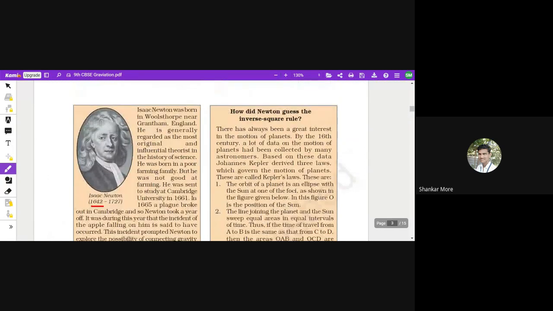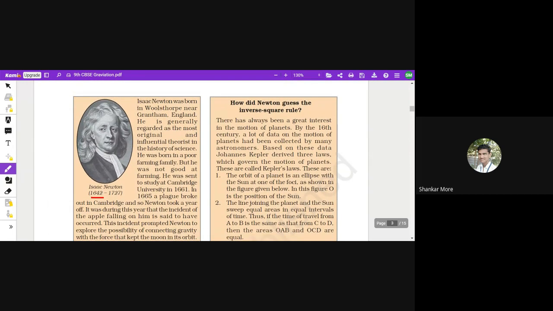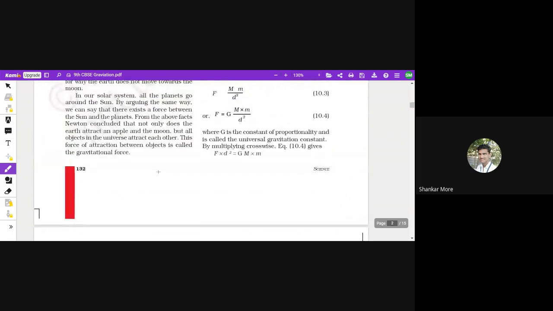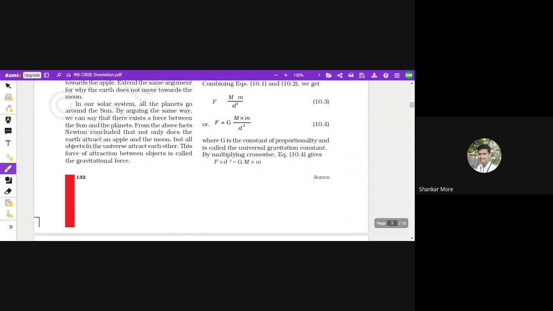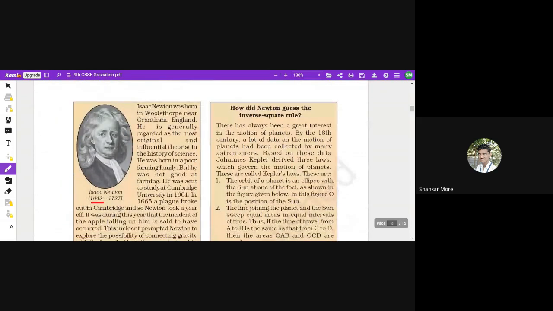Okay, so how did Newton gauge the inverse square rule? So let's keep this for next class. Maybe I know this has been only about 35-40 minutes, but I think this will be enough for today. And remaining topics we can discuss in the next class. So please don't leave the class before I ask you to leave. Okay, so we'll discuss two points in the next class.